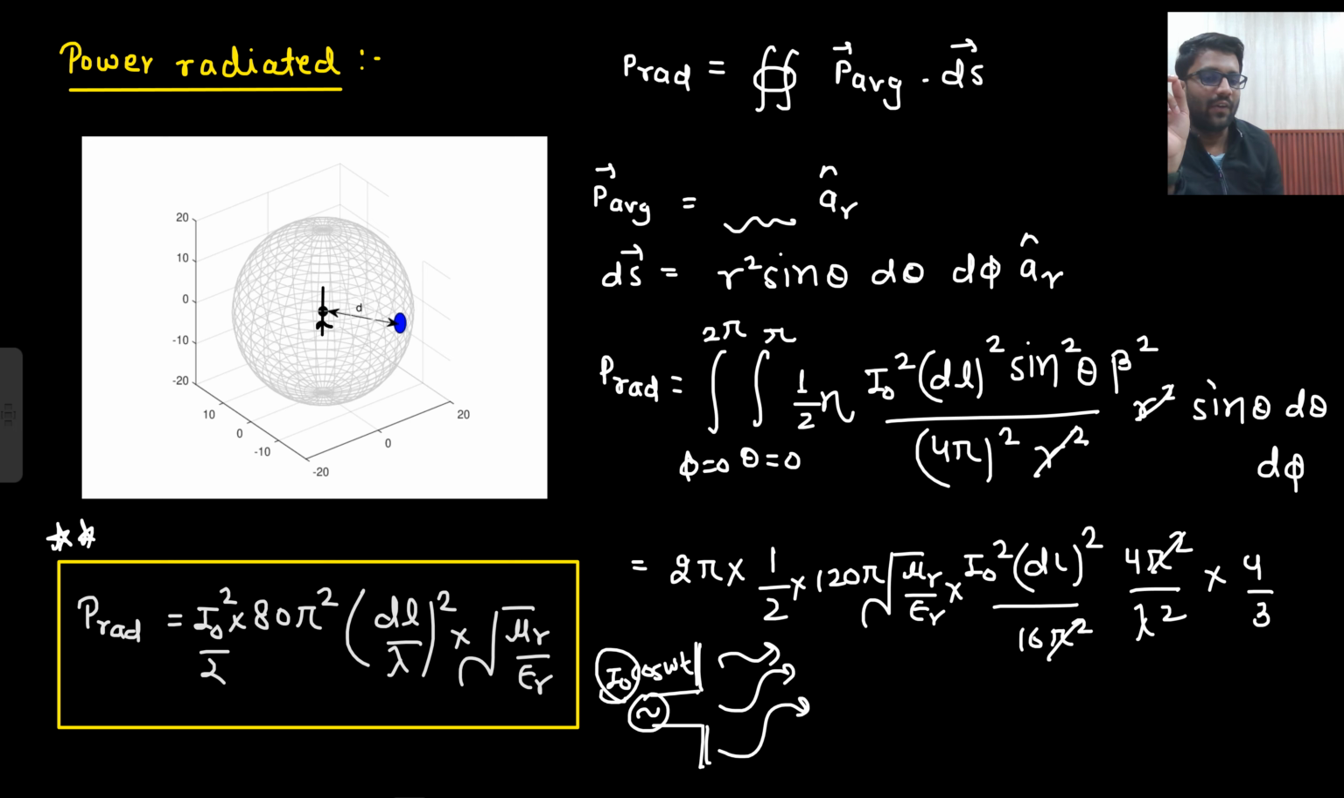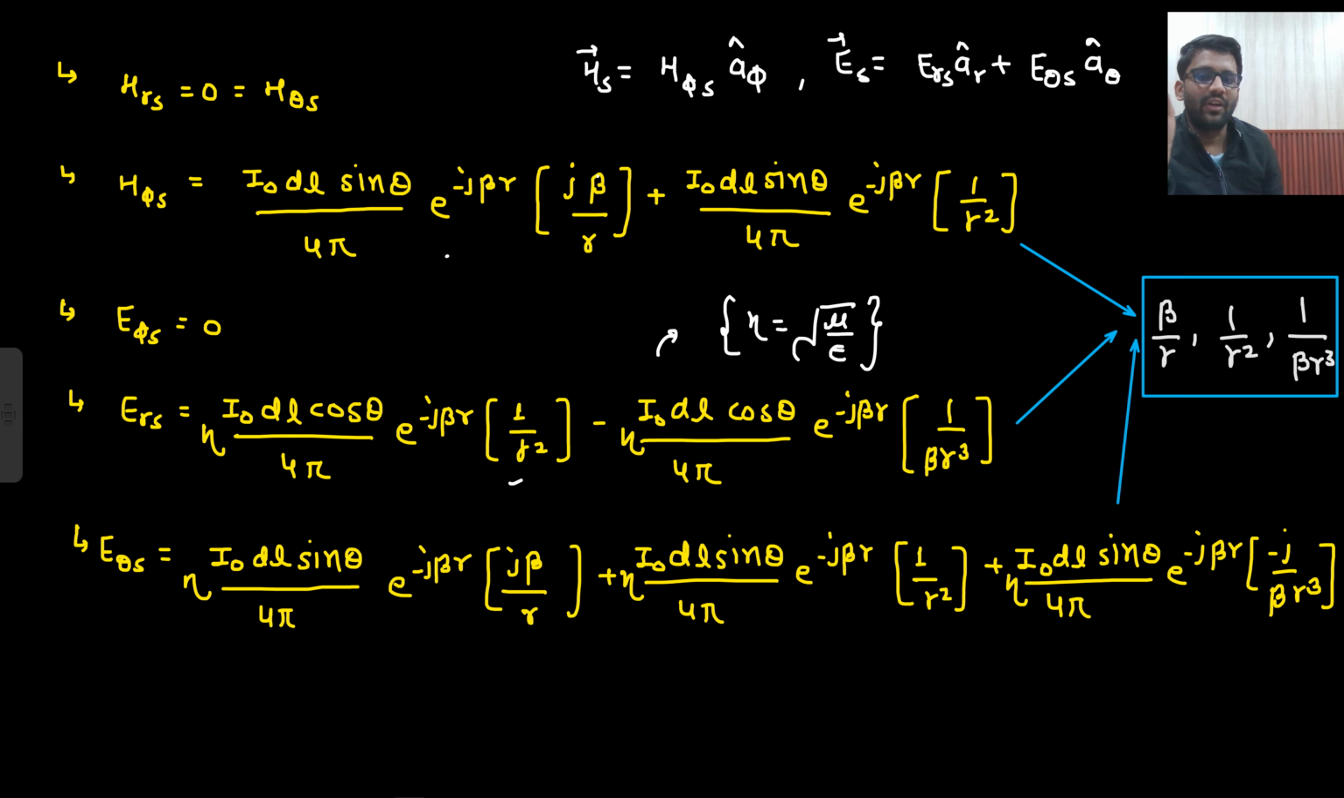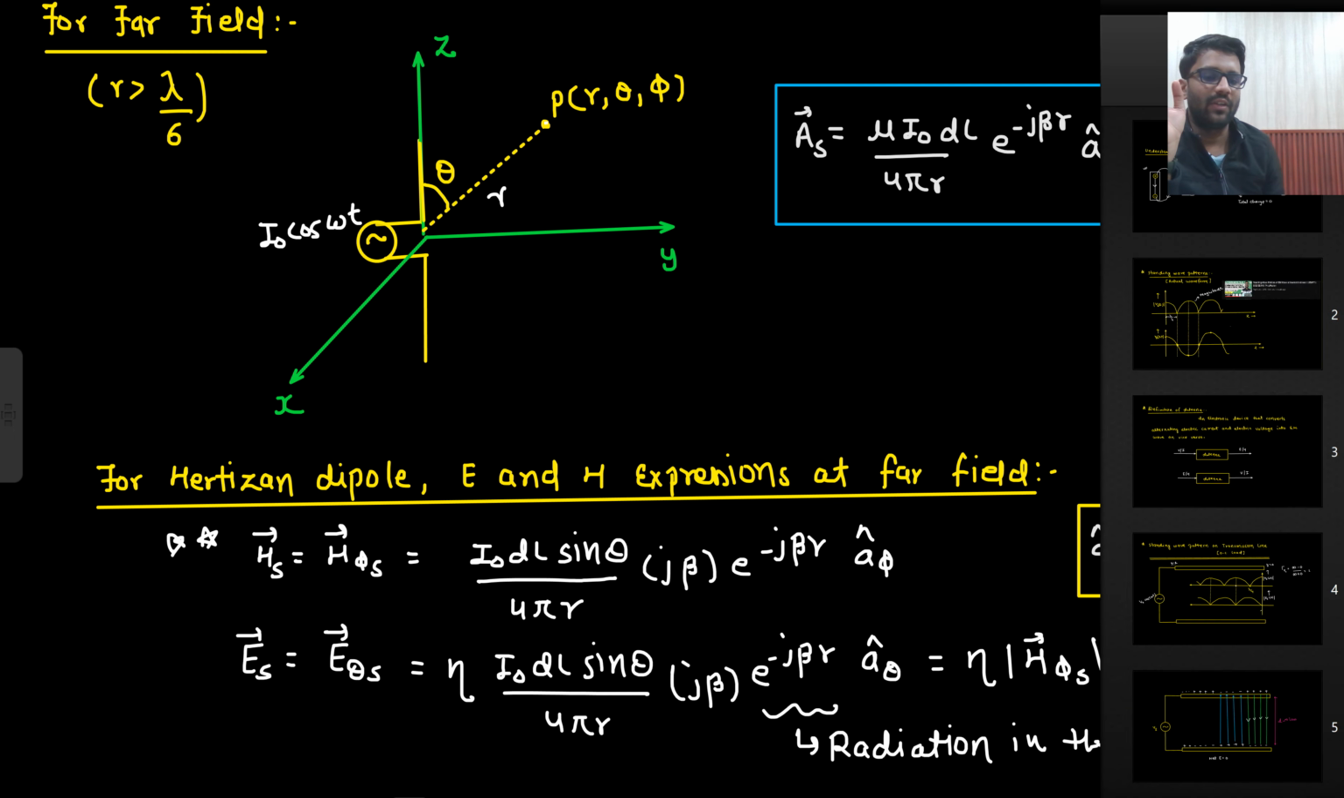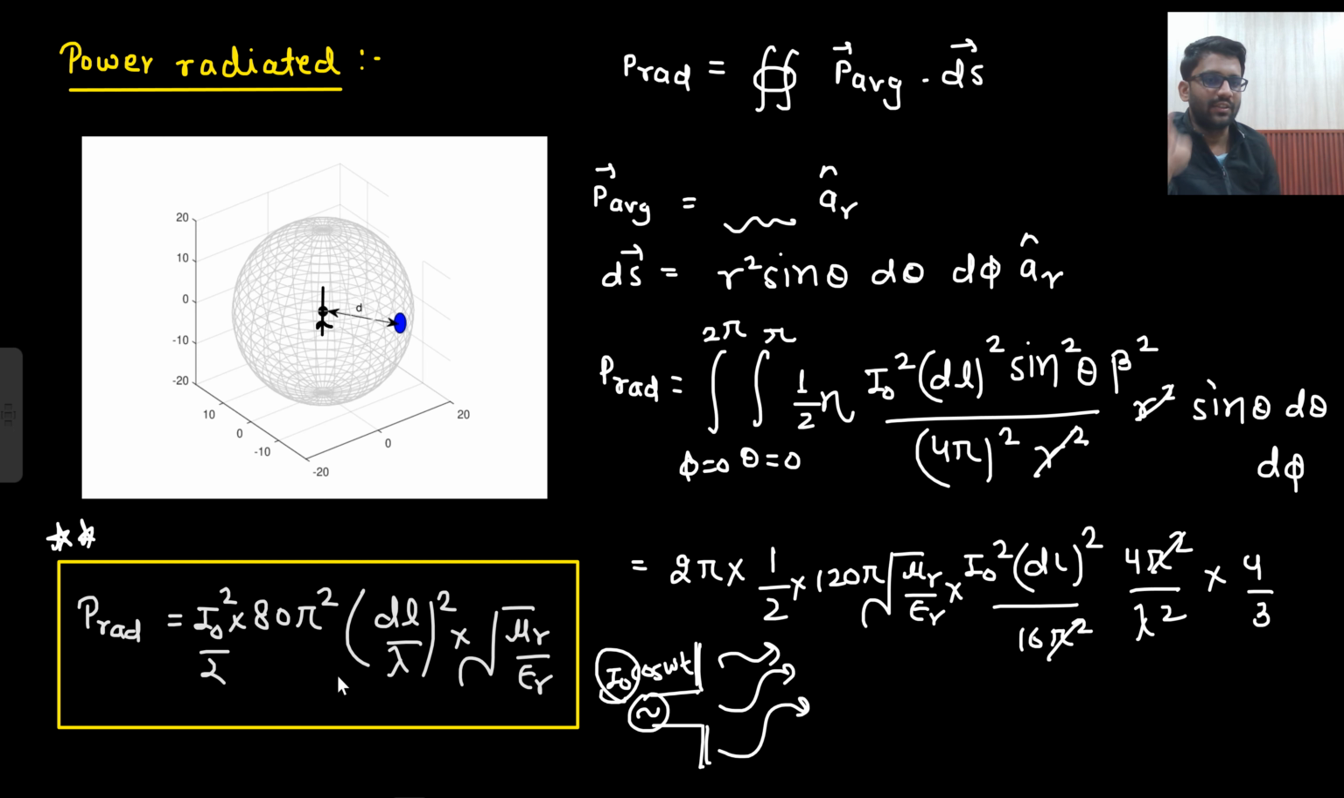R was the point where we found the expression. R was the point where we were finding all the expressions. If you see from here, R was the radial distance from the dipole antenna where we found the expressions of H phi and E theta. But when we found the value of P radiated, we got to know that it is not a function of R. So this is our P radiated.